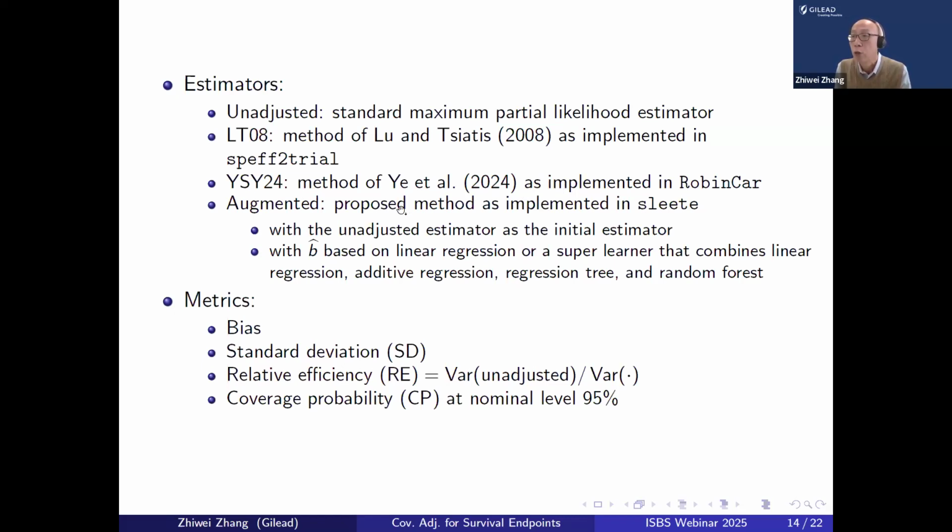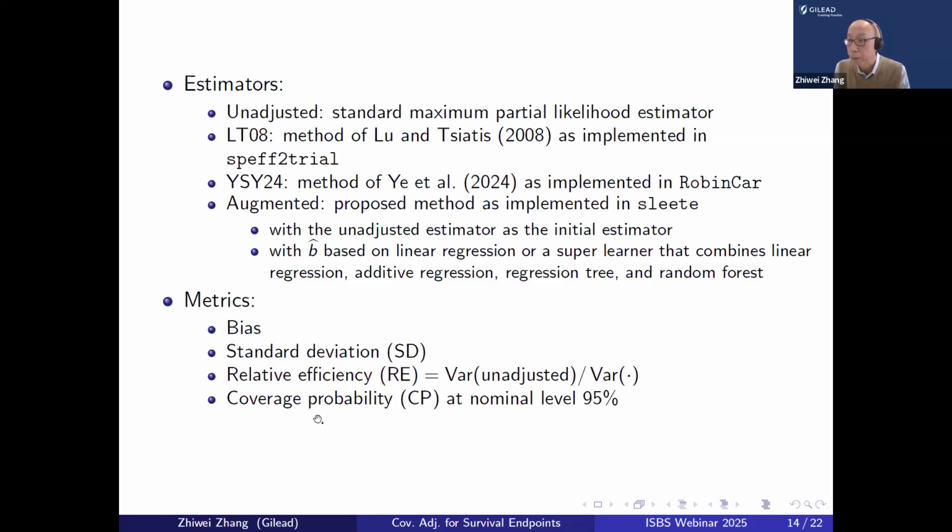The comparison also includes two augmented estimators implemented in the SLEET package. They both use the unadjusted estimator as the initial estimator, with different choices of b-hat. One is based on linear regression, the other based on a superlearner that combines linear regression, additive regression, regression tree, and random forest.